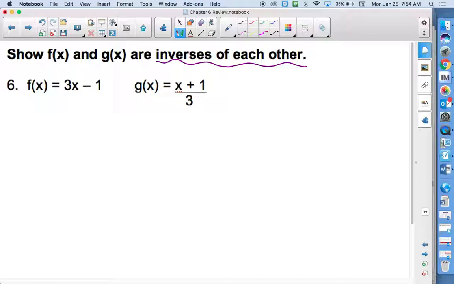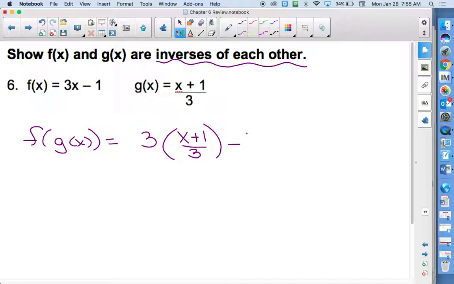Michelle? So he said do f of g of x, and what are they supposed to equal if you do that? X. So if you already have two functions, the way we show they're inverses of each other is to take the composite of those two functions. So Kushal, what would that look like for f of g of x? 3 times x plus 1 over 3 minus 1. Good job.